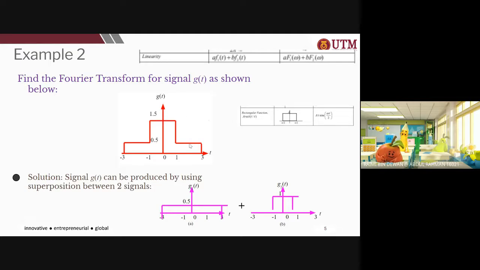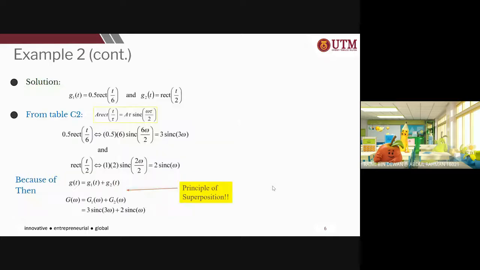Your g(t) is actually a combination of two rectangular waves. One is the shorter one, and this one is the taller one. You can see this is the rectangular function. So you can know that signal g can be produced by using superposition of two signals. So g is actually g1 plus g2. So example 2, we continue.